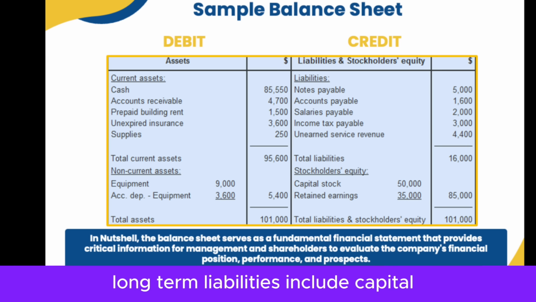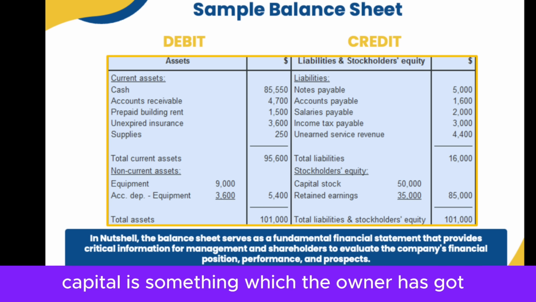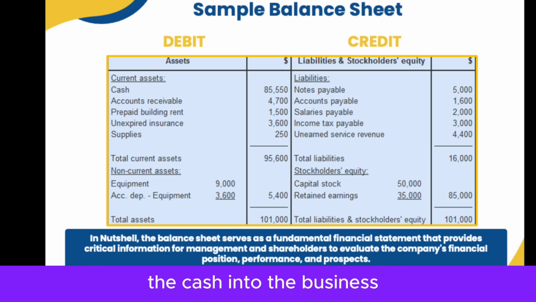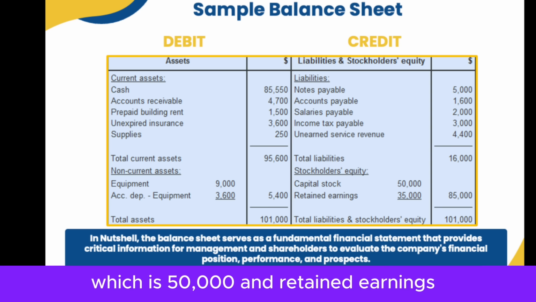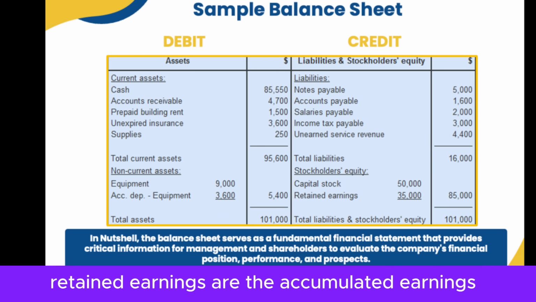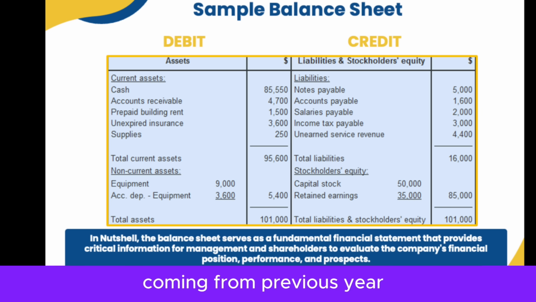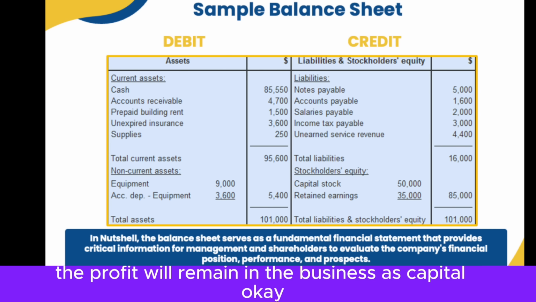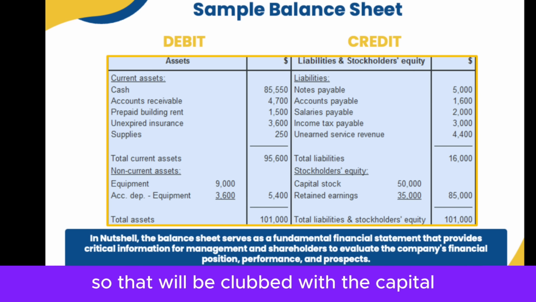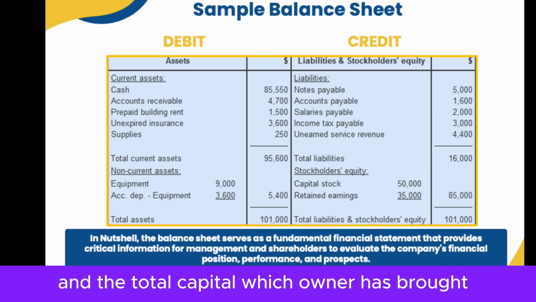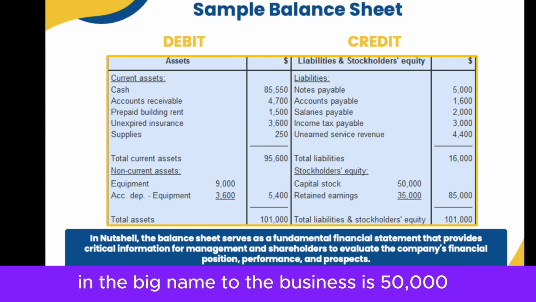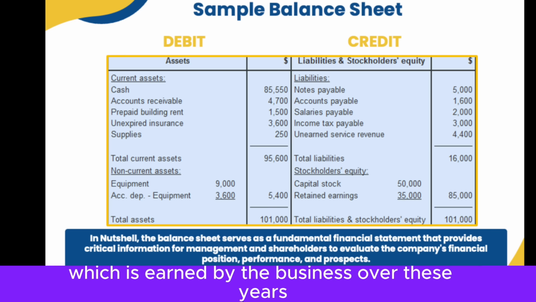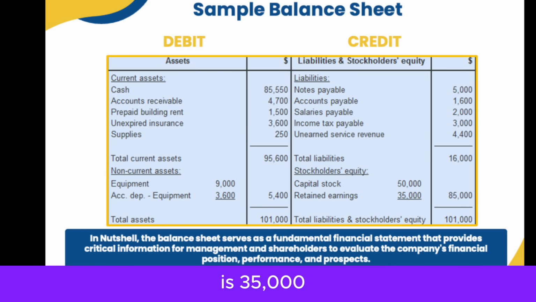Long-term liabilities include capital. Capital is something which the owner has brought as cash into the business, which is 50,000, and retained earnings. What are retained earnings? Retained earnings are the accumulated earnings coming from previous years. So if the owner is not eating up the profit, that profit will remain in the business as capital. So that will be clubbed with the capital, and the total capital which the owner has brought in the beginning to the business is 50,000, and the profit which is earned by the business over these years is 35,000.